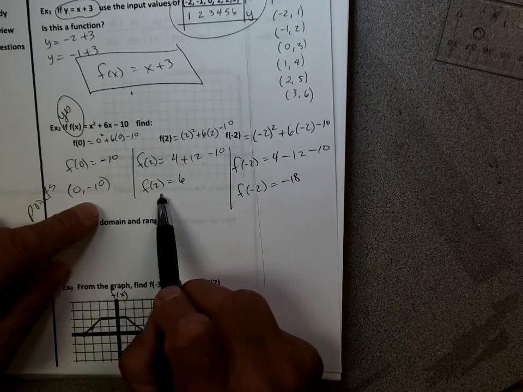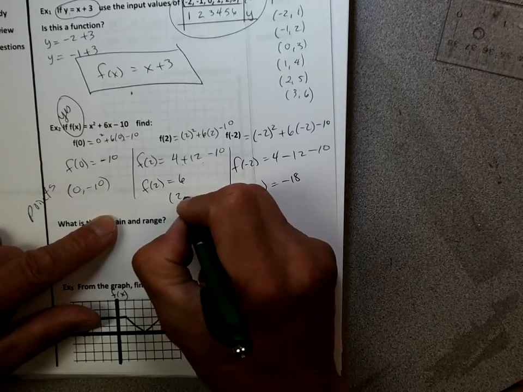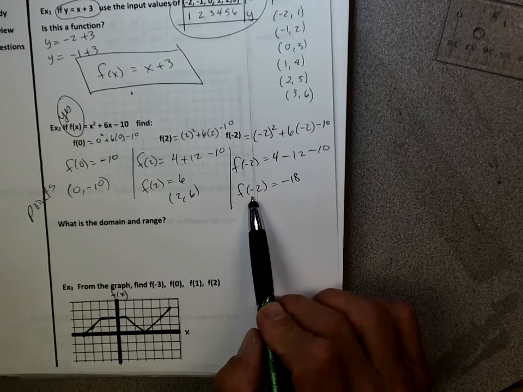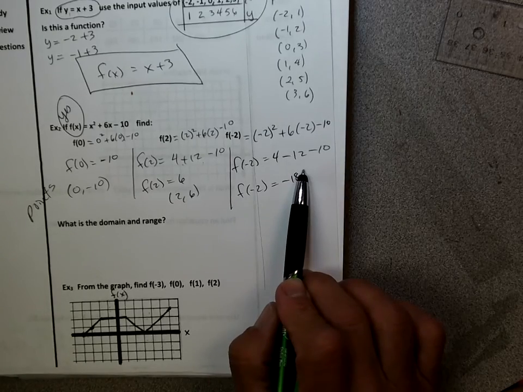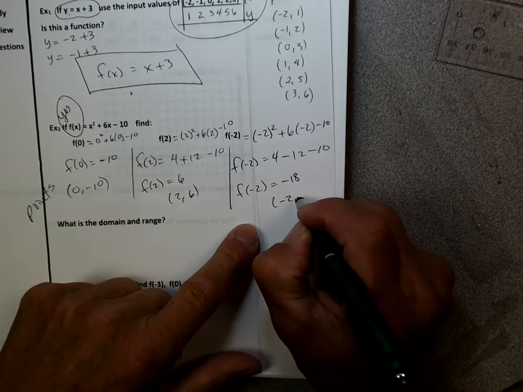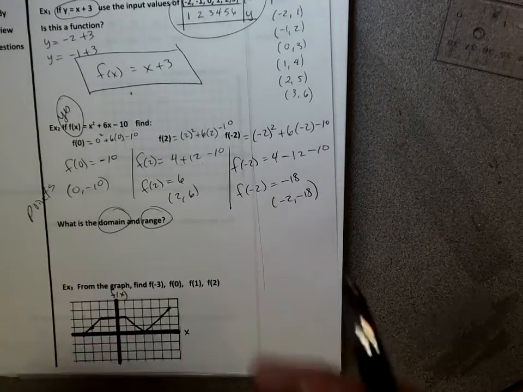This is a point. It doesn't look like a point, but if I plug in 2 and I get 6, it's a point at 2, 6. Okay, this is a point. Same thing, this is a point on the graph at negative 2, negative 18. So it really is. It doesn't look like a point right here, but it really is a point. Negative 2, negative 18. Okay? Now the domain and the range.